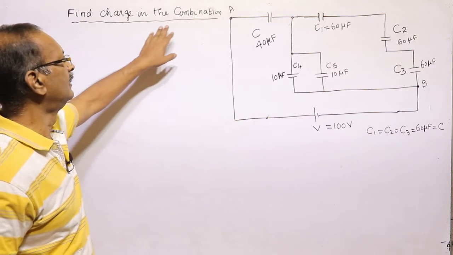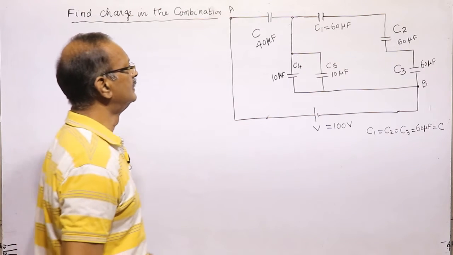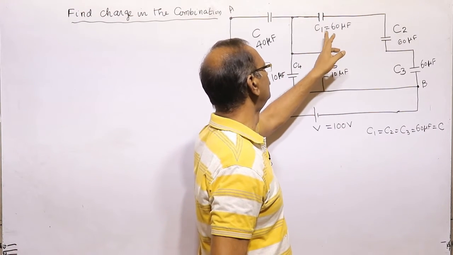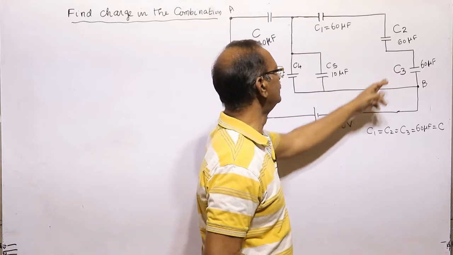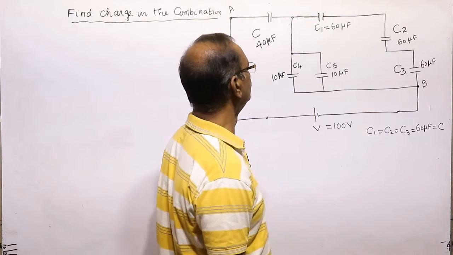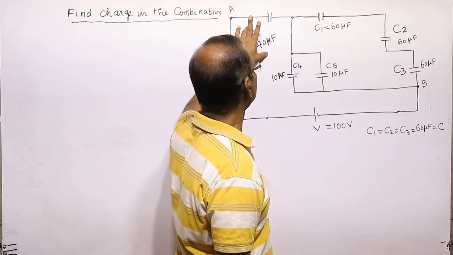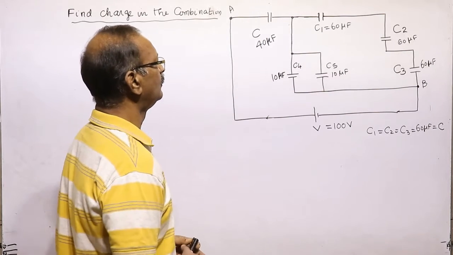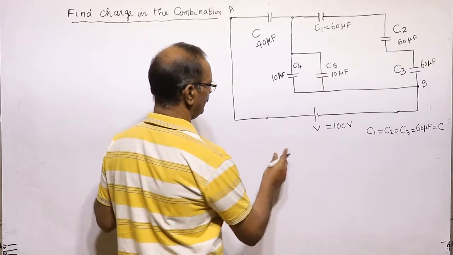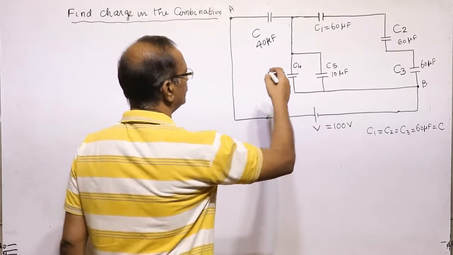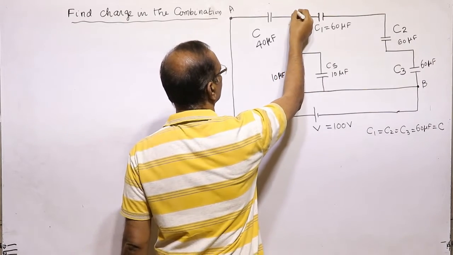Numerical: find the charge in the combination. It means several capacitors are connected, C1, C2, C3 connected in series, and C4 and C5 connected in parallel, and C is the capacitor here. We have to first find out the equivalent capacitor. Let us terminate this one as E.